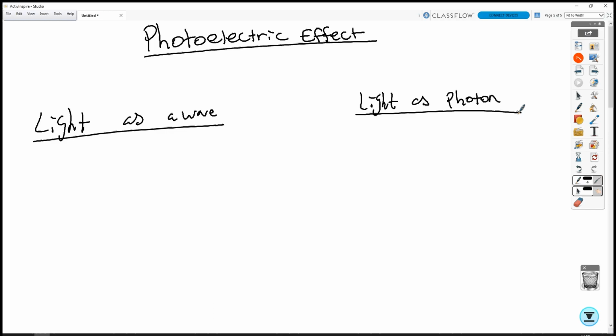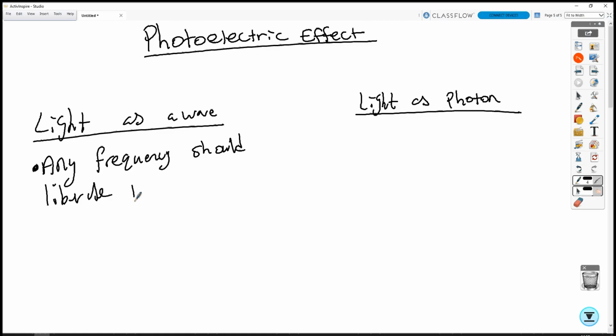So we're going to list what would have happened in the wave model and what did happen in the photon model. So light as a wave, any frequency should liberate photoelectrons. In the photon model, the frequency has to be greater than the threshold frequency.